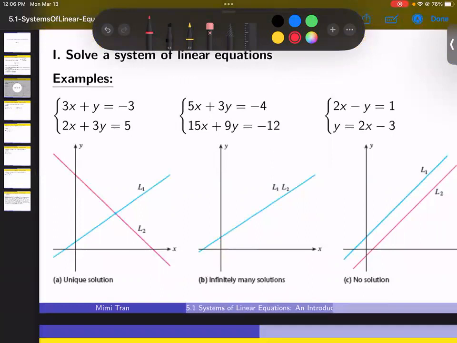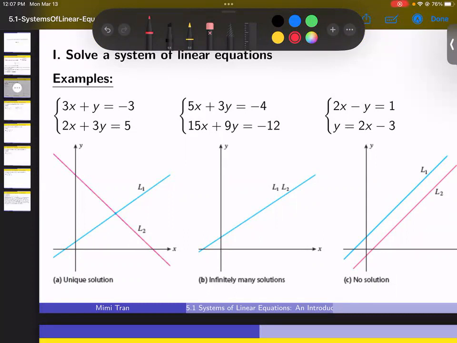The second one, is it consistent or inconsistent? Is there a solution? Or is there at least a solution? I think I forgot to talk about that. I should say at least one solution. If there's at least one solution, then the system is consistent. As long as you have at least one solution, it's consistent. So in this case, you have infinitely many solutions. They touch each other everywhere.